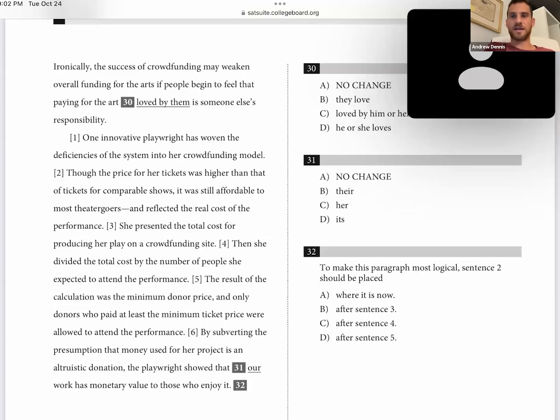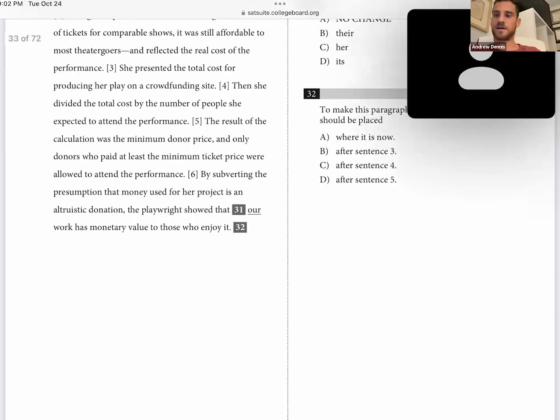And now we'll say, though the price for her shows was higher, it was still affordable and reflected the real price. And then 6 will say, by subverting the presumption that money used for a project is altruistic, she showed that her work has monetary value to those who enjoy it. So it is going to be after 5. That's a tough one, but I like D there.